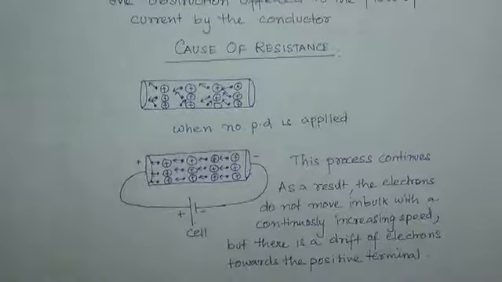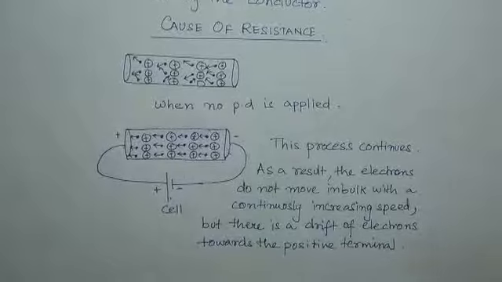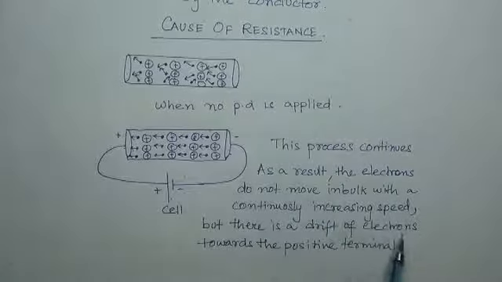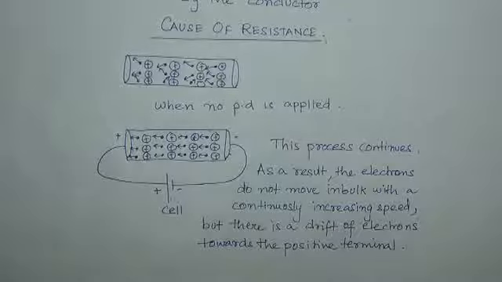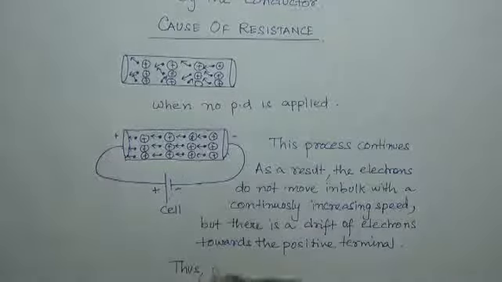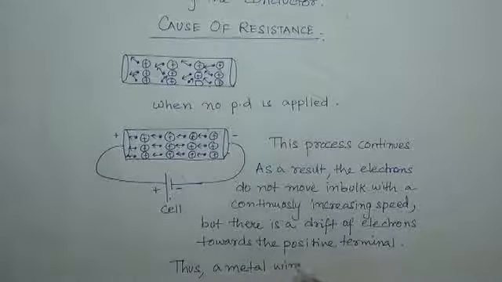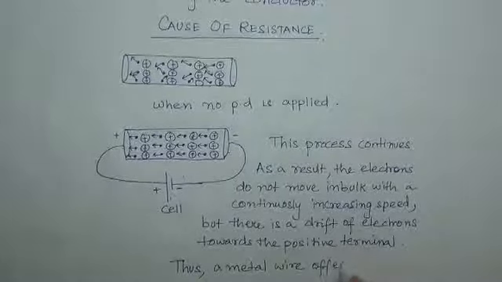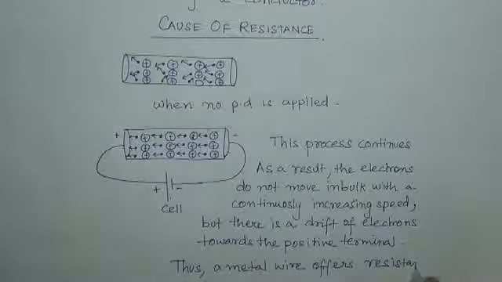Okay, clear? Because of this increasing and decreasing speed, there is a drift of electrons towards the positive terminal. So what is happening? Thus a metal wire offers some resistance to the flow of electrons. Conclusion: thus a metal wire offers resistance to the flow of electrons.